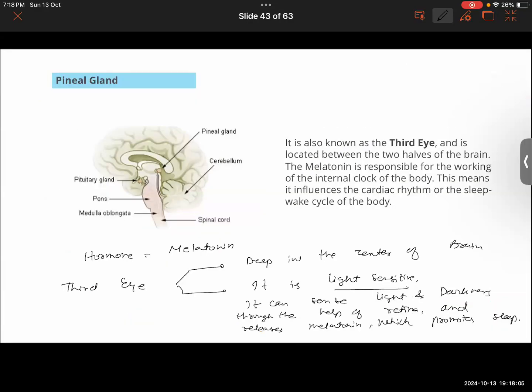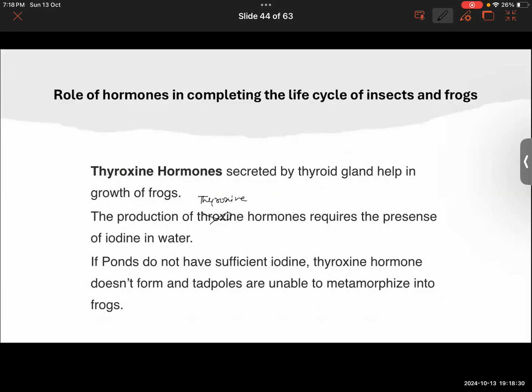We learned about the pineal gland. It is called the third eye, as it is located in the middle of the brain, in between the two halves of the brain. And it secretes a main hormone by the name of melatonin. Melatonin is responsible for maintaining the biological clock, the internal clock of the body: when you are going to sleep, when you are going to wake up. So basically, the rhythmic action, the sleep-wake cycle of the body, is controlled by it.